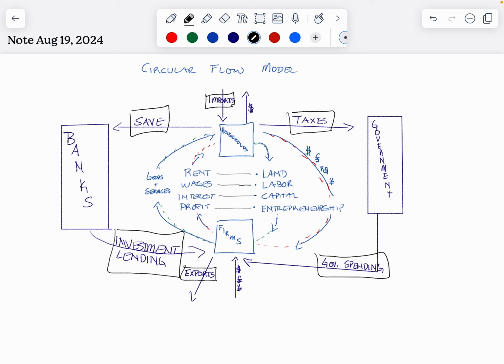Now, just to be fully clear, firms could save money with banks too, and they often do. And firms could pay taxes to the government. In fact, they're required to. So even now, we can see our simplified model here. But this model, even in its simplicity, is able to show us some important aspects of the economy.